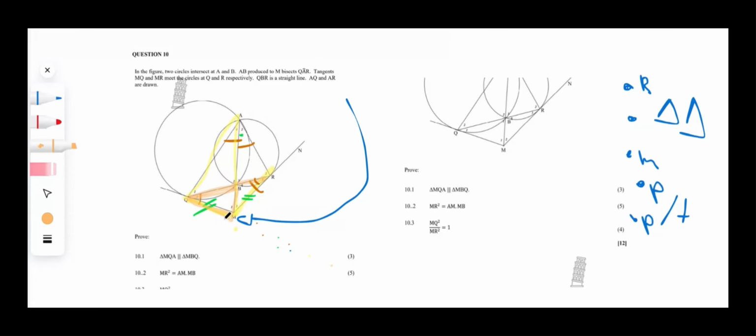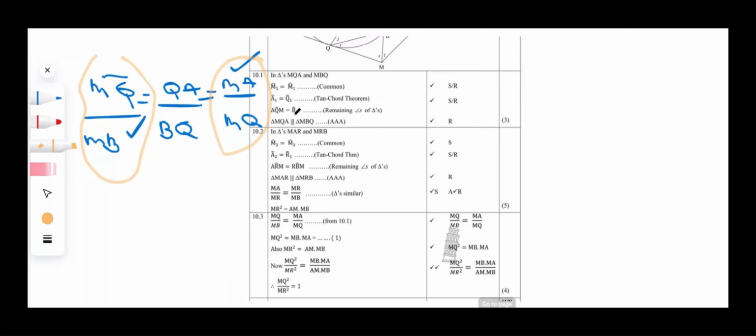Okay, so we can clearly see that MQ actually equals MR. Why is that? Well, remember, we've marked this off previously. We noticed that QM and MR are tangents, and since they meet at the exact same point, they're equal in length. However, on the memo, they've used a different method.